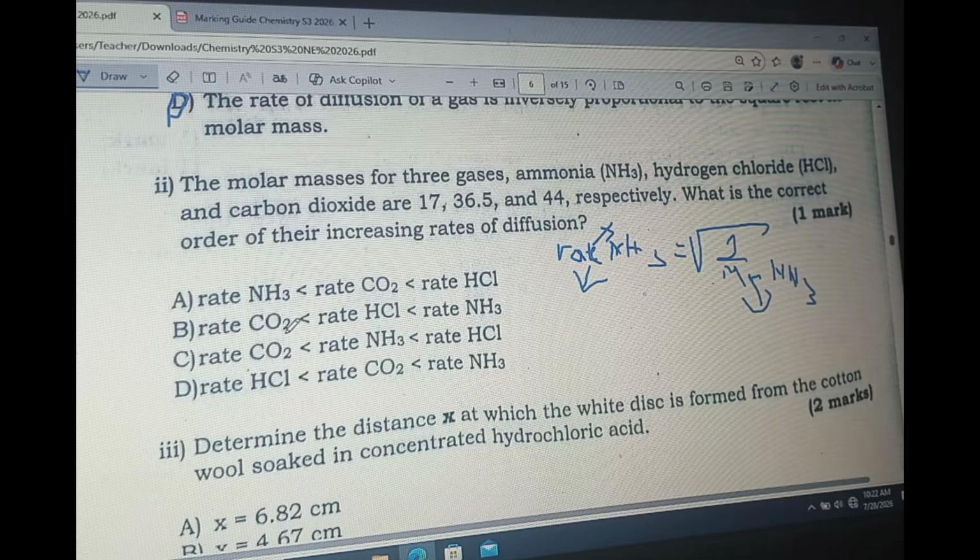Let's see: carbon dioxide, hydrochloric, and ammonia. Yes, B is the correct answer, you see.